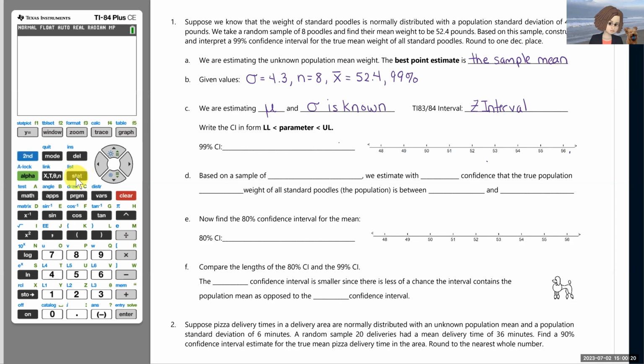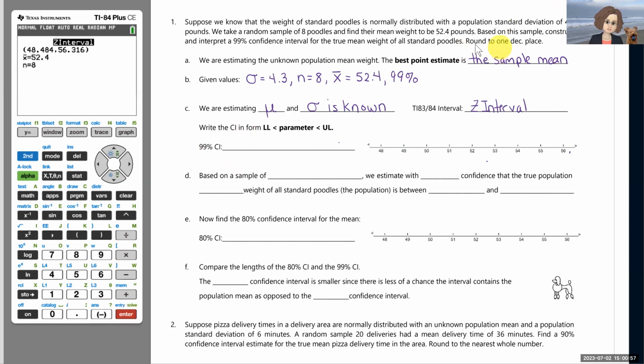And then we're ready to go to the calculator. So we'll hit stat, tests, and you'll go down to number 7. I usually just scroll to our Z interval. And then you want your input to be on stats. They did not give us the data for the 8 poodles. So we'll do some with data in a bit, but stats now, and enter your sigma 4.3 and x bar 52.4, n is 8, and then confidence level, we want 0.99, and calculate.